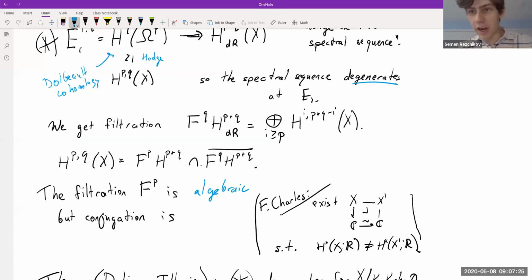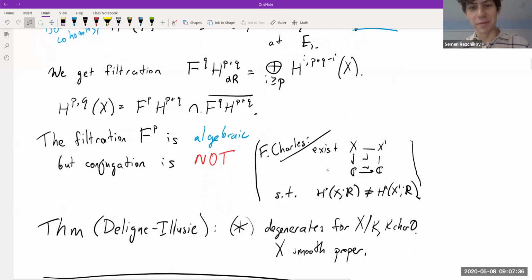It makes sense on any variety, even over a field of characteristic zero, but complex conjugation is really not an algebraic operation. So there's this wonderful example that I like to tell people about, of Francois Charles, which is the first person from whom I took an algebraic geometry class. There exist two smooth projective varieties over the complex numbers, where they're defined by the same equations, but in one of them, you just apply a complex automorphism of the complex numbers to the coefficients to get the other. And they have different real cohomology rings.